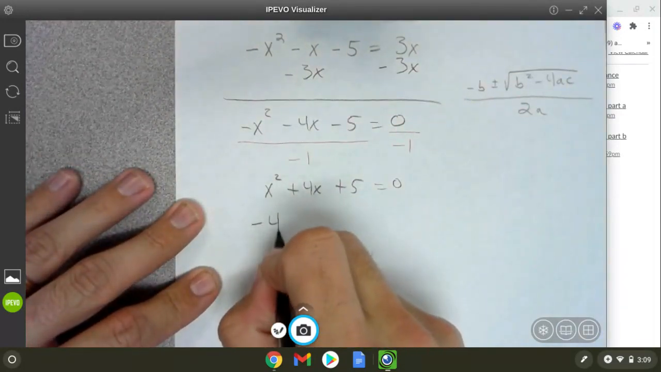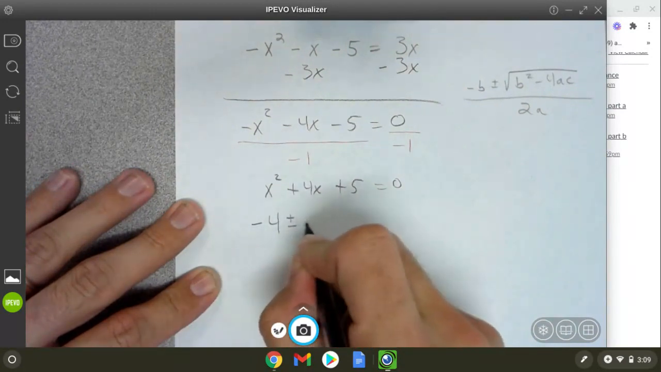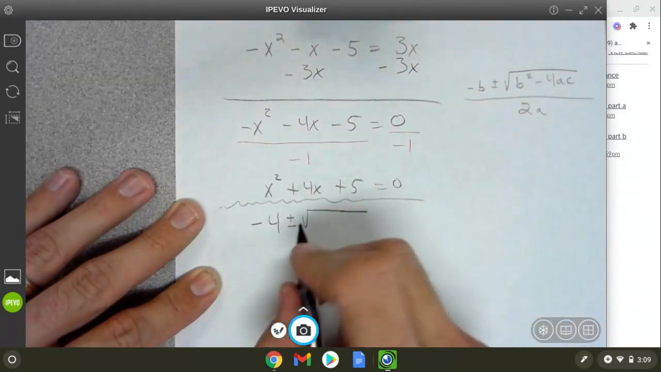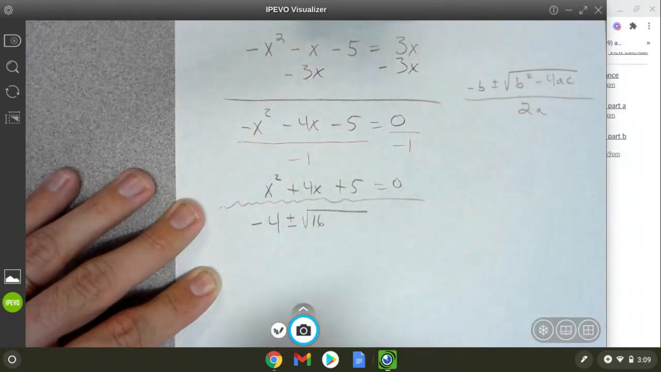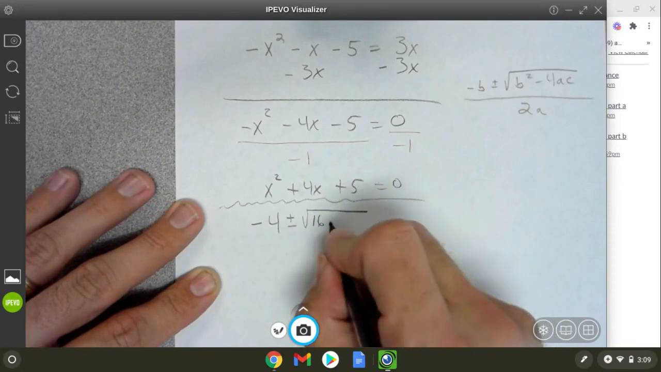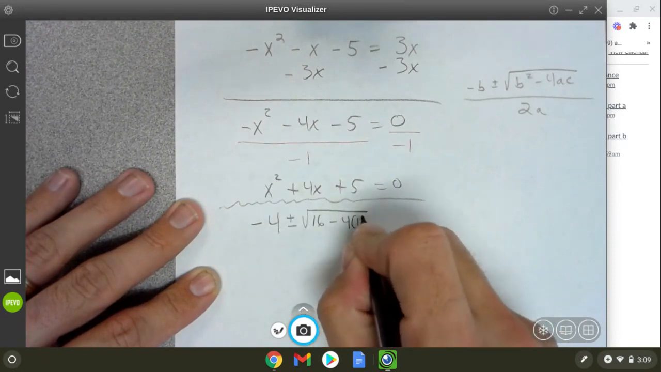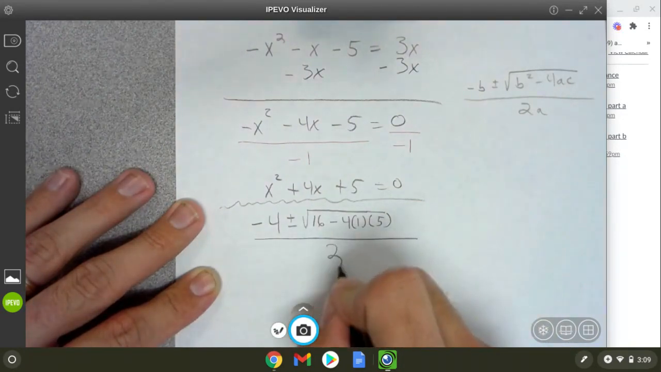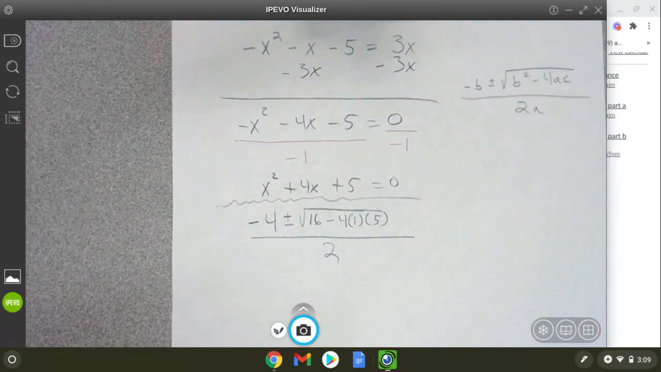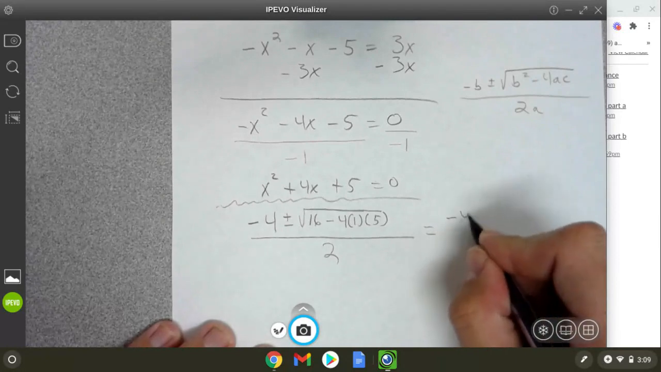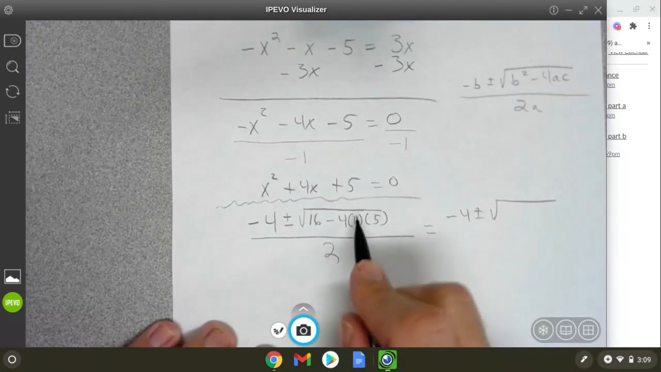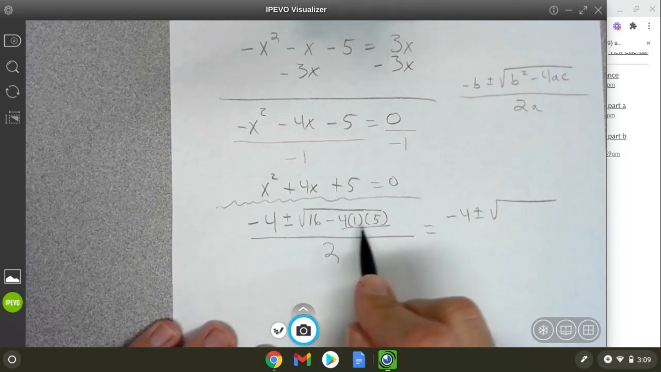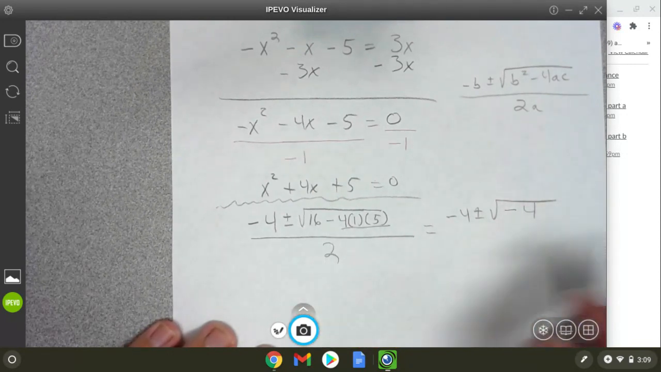So negative b is -4 plus or minus the square root of b squared, so 16, minus 4ac, all over 2 times 1. Okay, -4 plus or minus. So 4 times 5 is 20, and then 16 minus 20 is going to be -4.